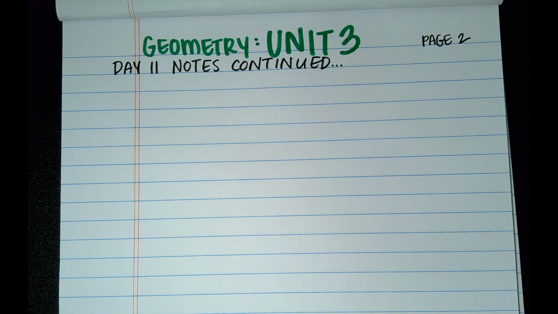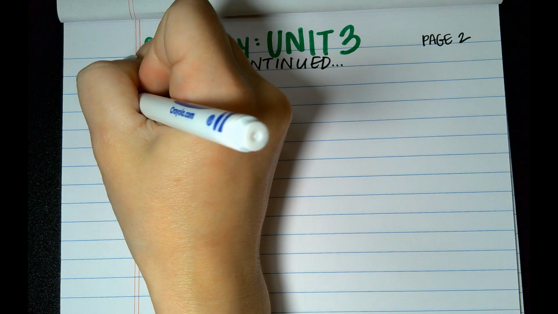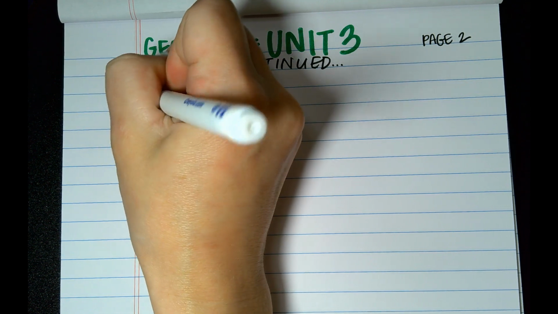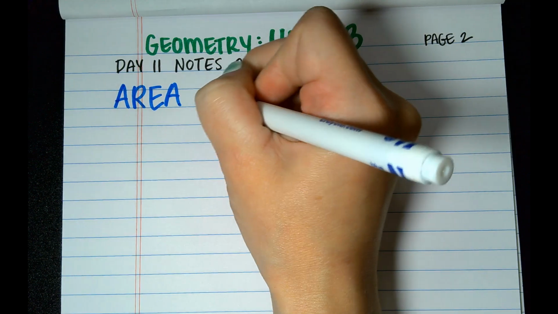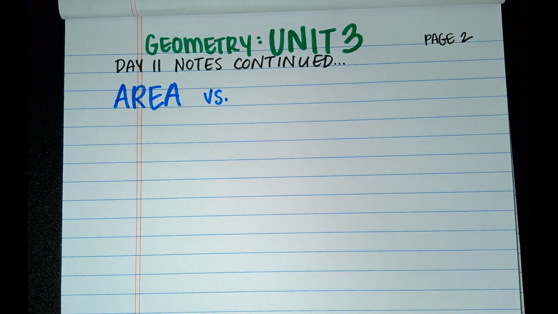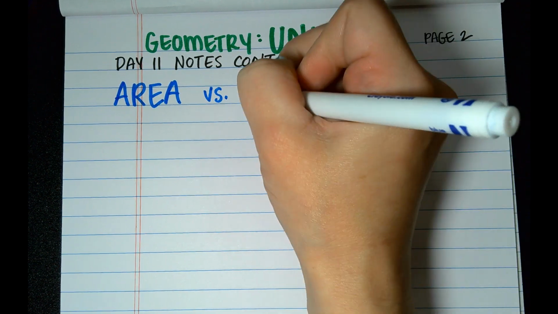So the next thing we're going to write in our notes is area versus perimeter.